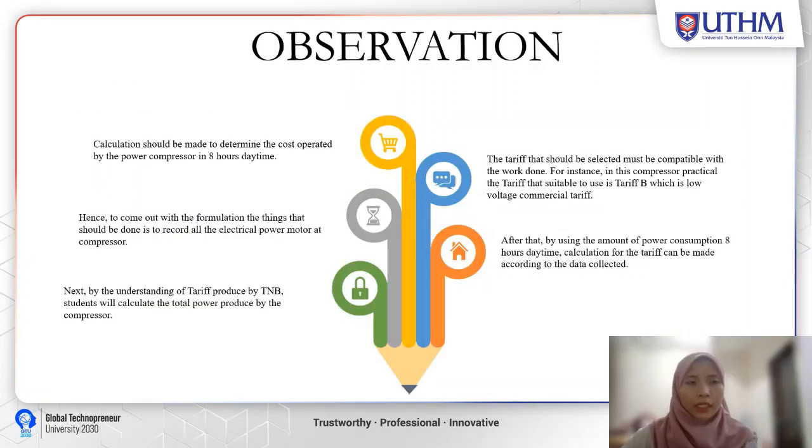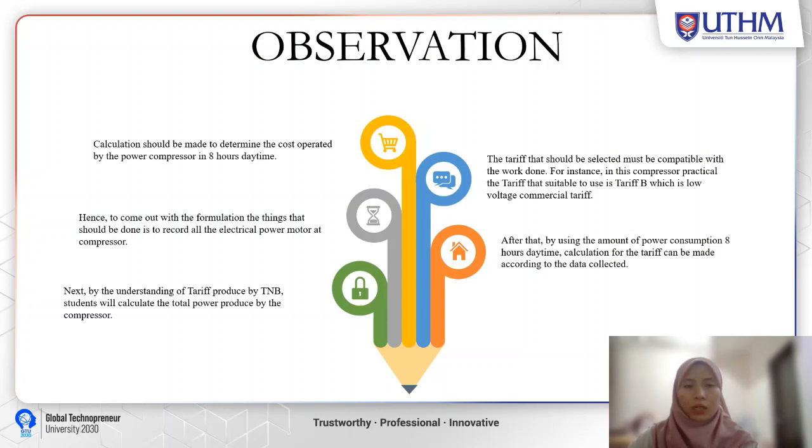Hi, I am Farzana Balkis, matric number CN190119. So now I'm going to present the observation section. From the practical conducted, the air compressor plays a vital role in contributing to the power efficiency of the plant. Thus, the calculation should be made to determine the cost of operating the compressor in 8 daytime hours.